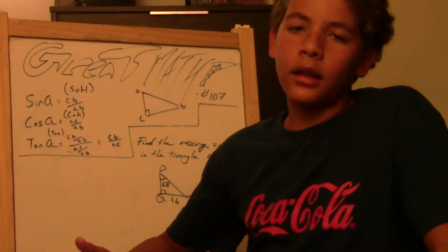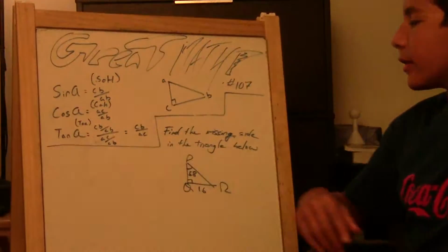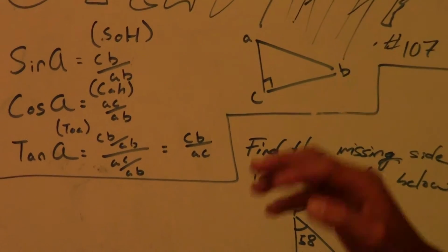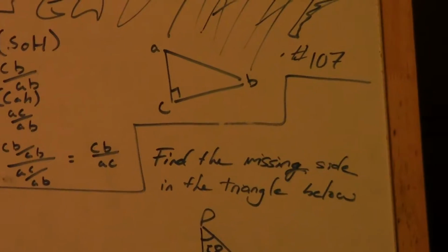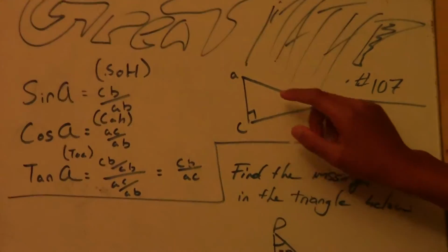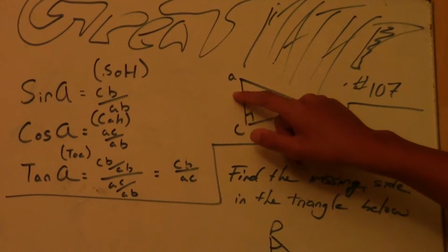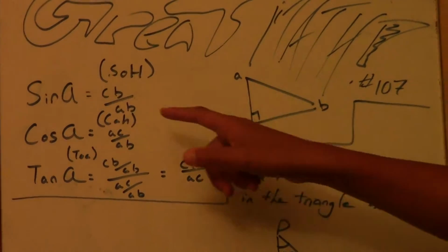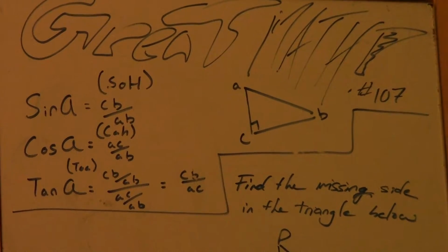So that's sinus. Now let's try cosinus, or COS. Cosinus is CAH in SOHCAHTOA. CAH stands for cosinus, adjacent over hypotenuse. So the adjacent over hypotenuse becomes AC divided by AB.